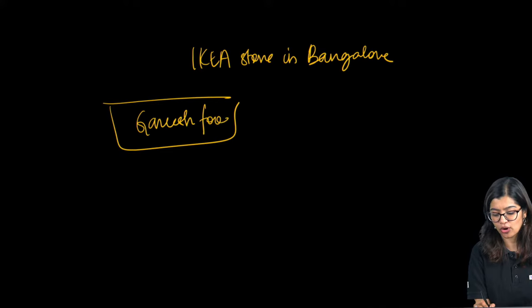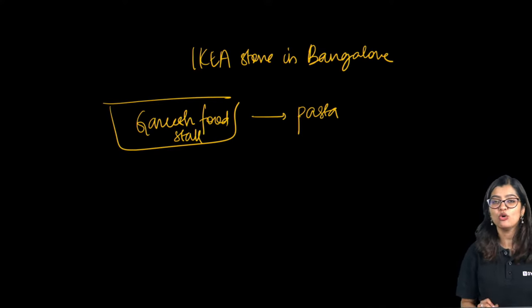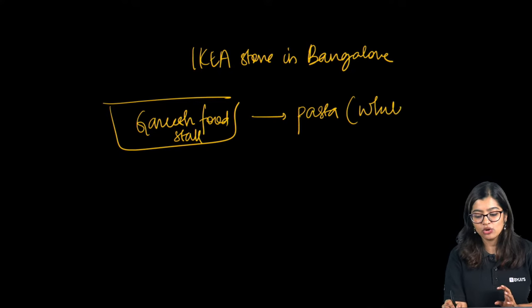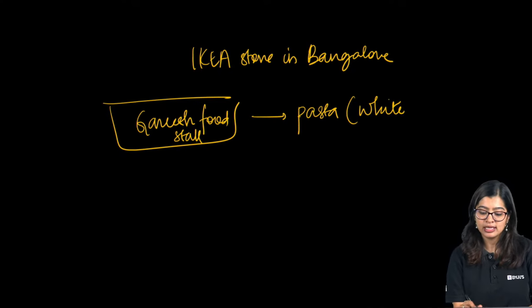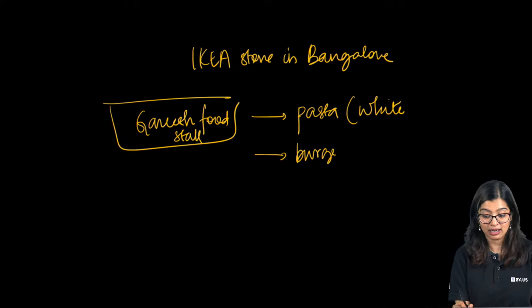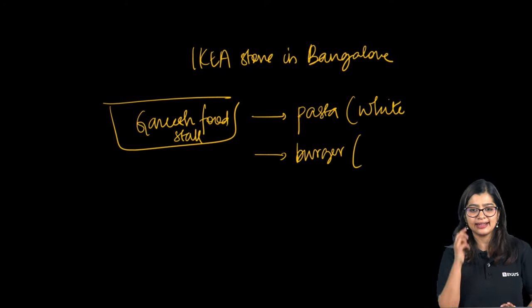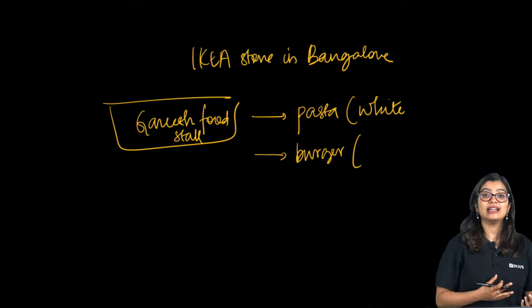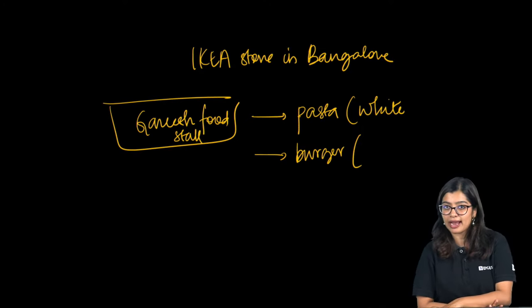Ganesh food stall is giving you pasta. It is giving you white sauce pasta for 50 rupees, right? It is giving you a fancy Zinger burger for another, say, 80 rupees. So in this particular case, what is happening? We see that there is a lot of influx of foreign ideas.